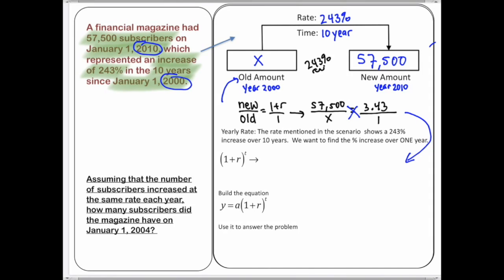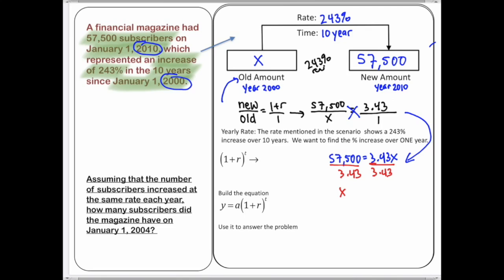So that's going to give me 1 times 57,500 equals 3.43x. Divide by 3.43 on both sides. Okay, and we're going to get this amount.